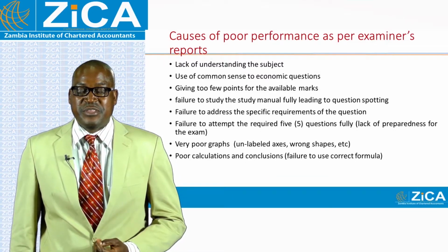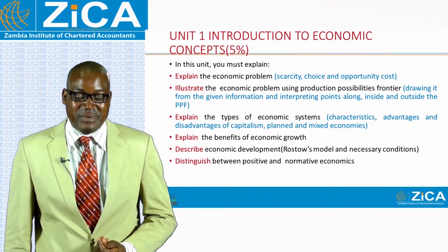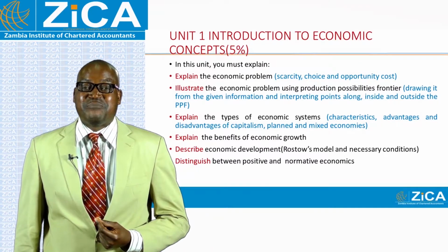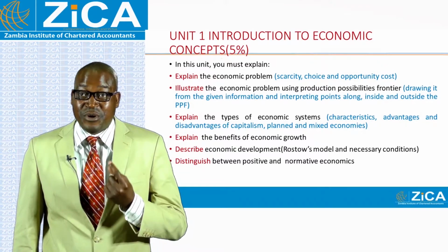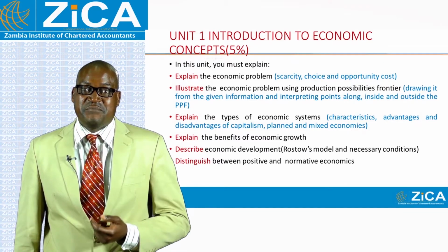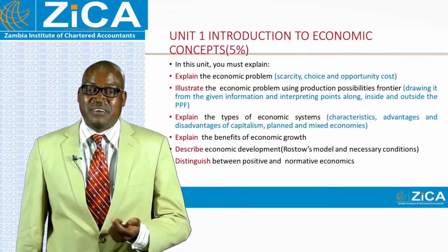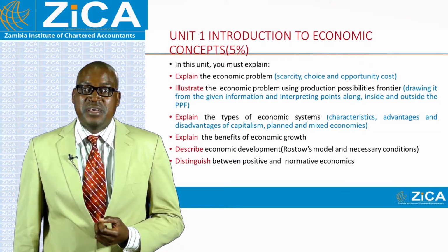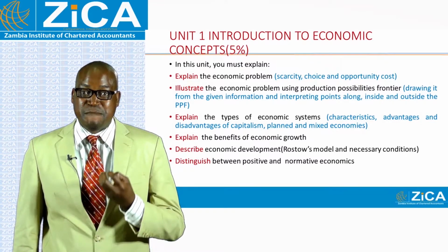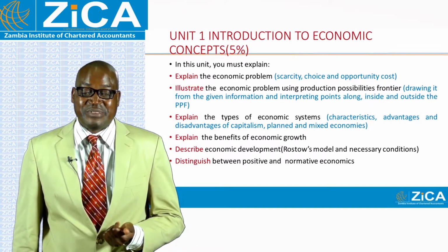Quickly, we move on to Unit 1, which deals with Introduction to Economic Concepts. And the weight of that particular unit is just 5%, which means that candidates are not supposed to concentrate more on that, because the examination arrangement is that where 5 marks or 5% is allotted, then the questions that must come from there would have to attract 5% or less. Under the introduction to economic concepts, what students are required to understand are basics of economic problem, issues of scarcity, choice, and opportunity cost.